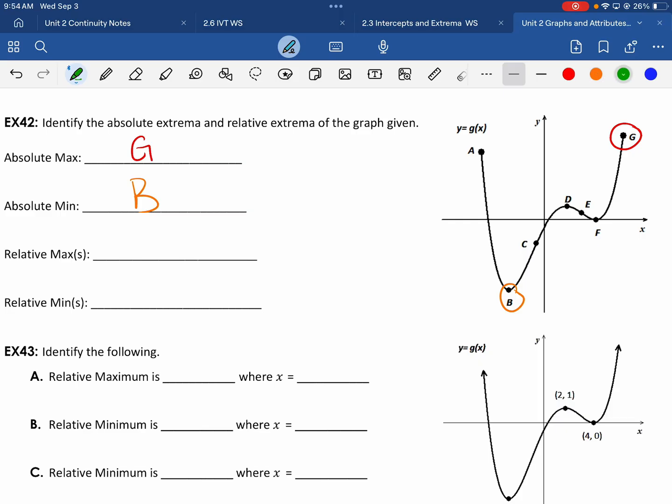Now, relative extrema is talking about all the humps and the valleys. So relative maxes are at the top of your hills. It actually has to have a hump for it to be a relative. So just D. A doesn't count because A does not hump. All of your relatives, they have to hump. Okay, what about the relative mins? B and F. All right, so B and F are both relative.